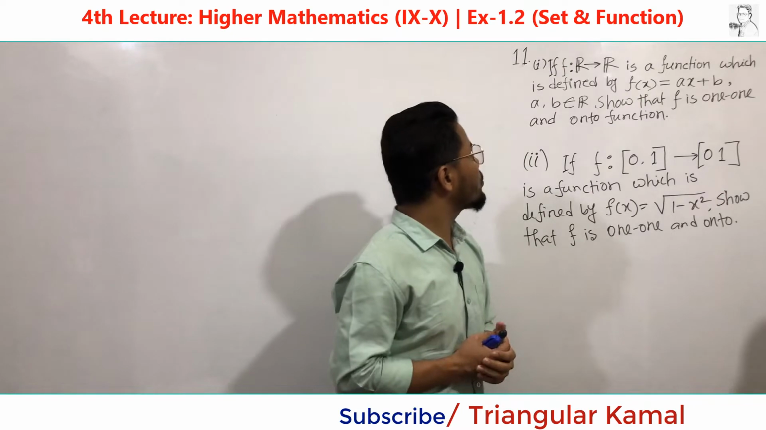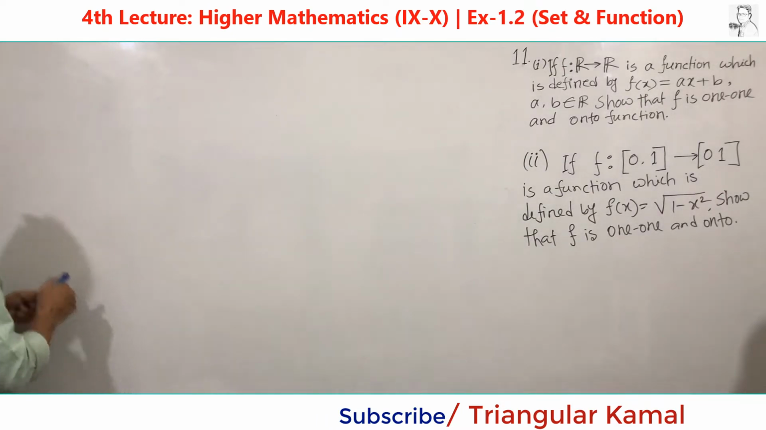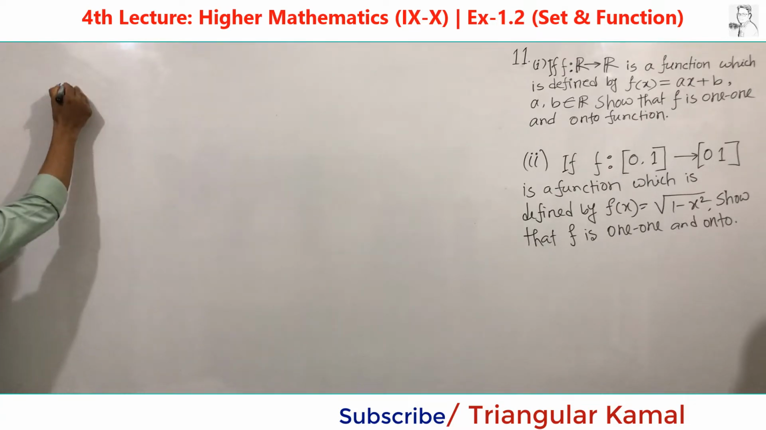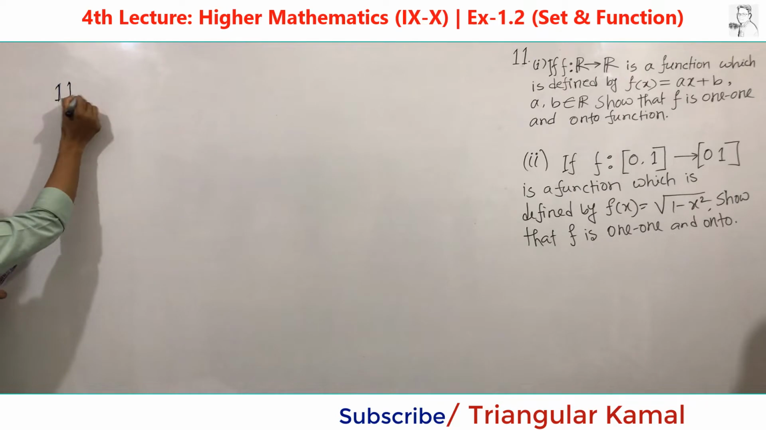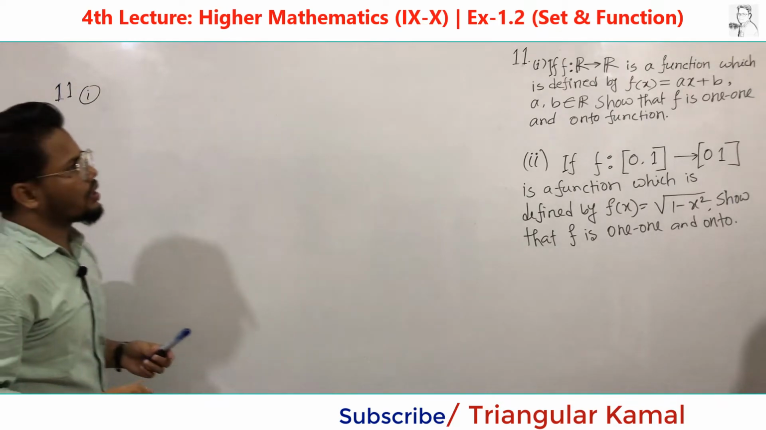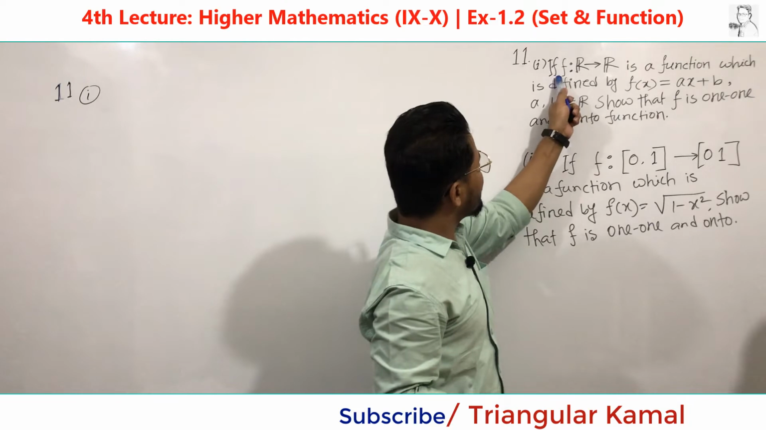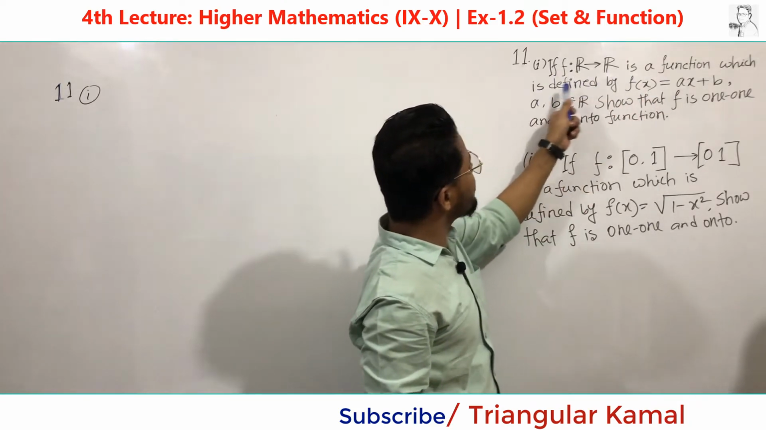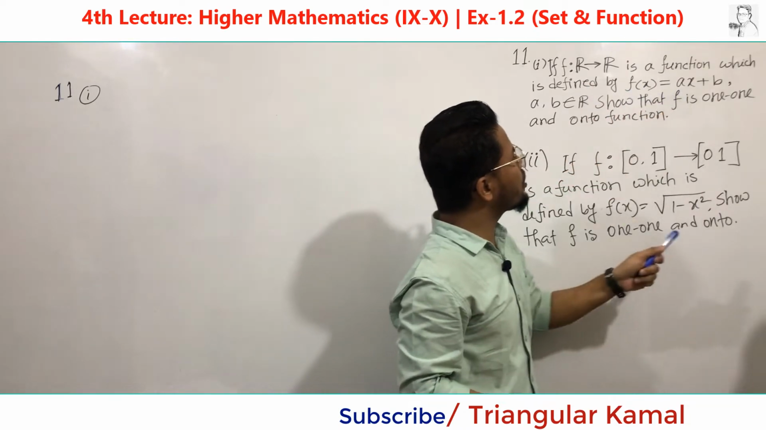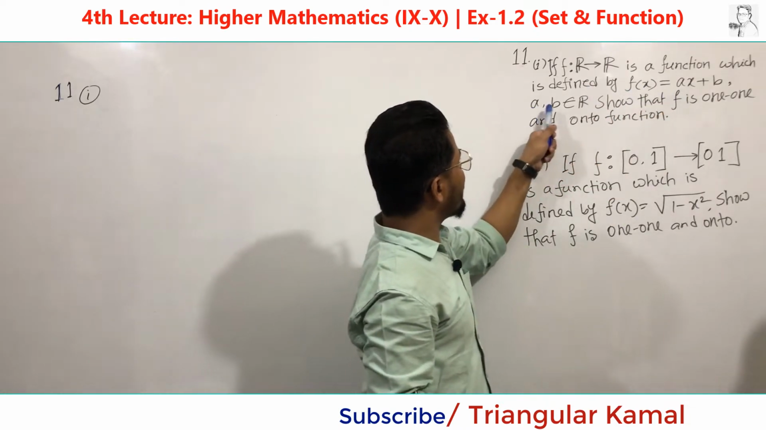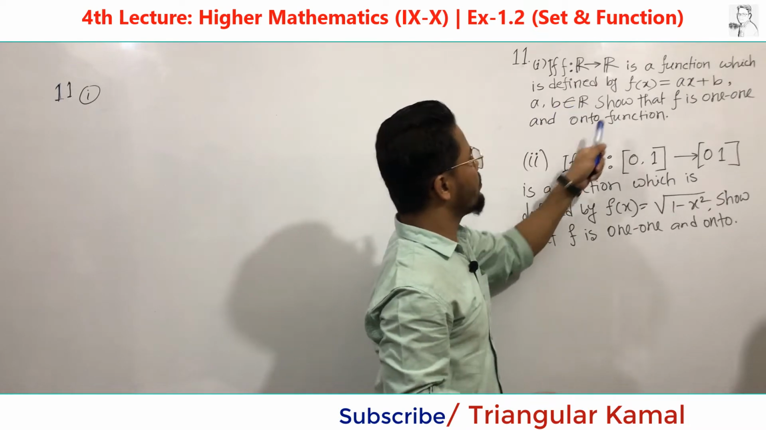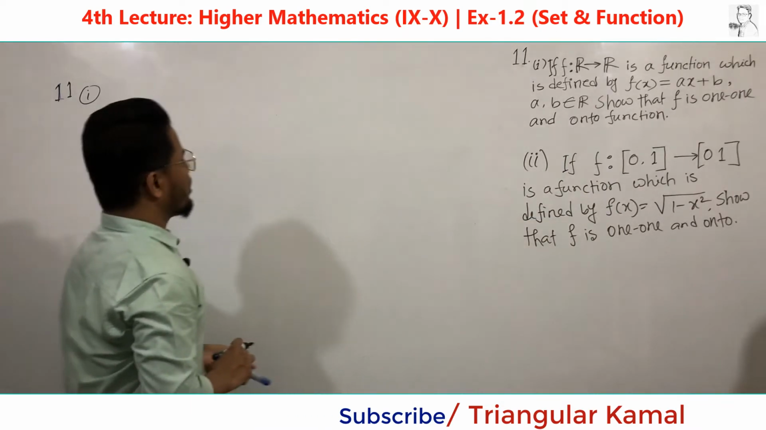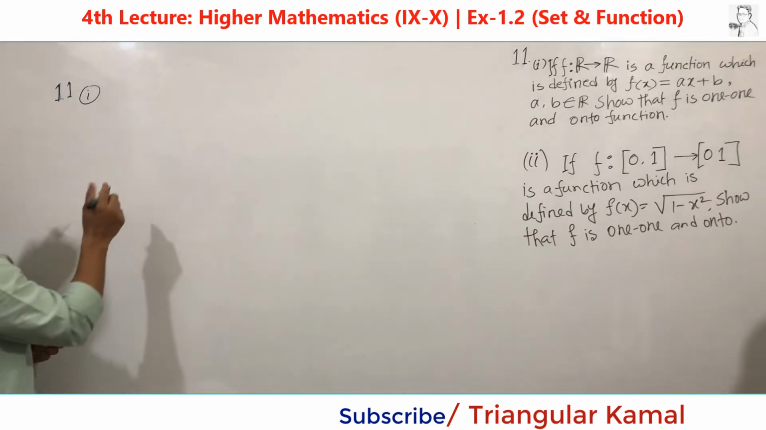Okay, first information, question number 11. Number 11, question number 1. If f from R to R is a function defined by f of x equal ax plus b, where a and b are elements of real numbers, show that f of x is one-one and onto function. So we are going to start from the first part.